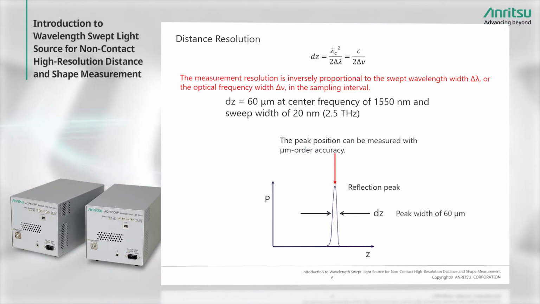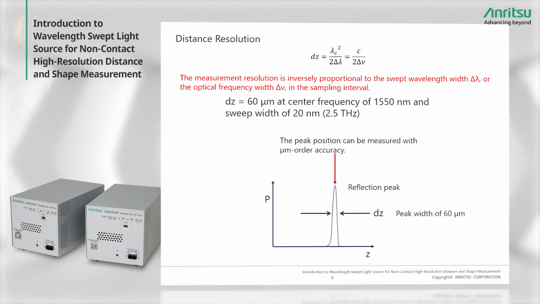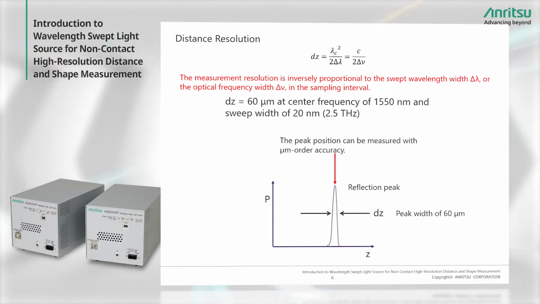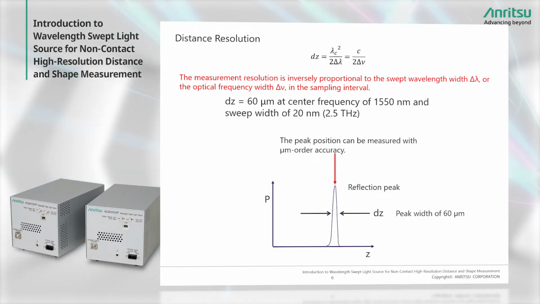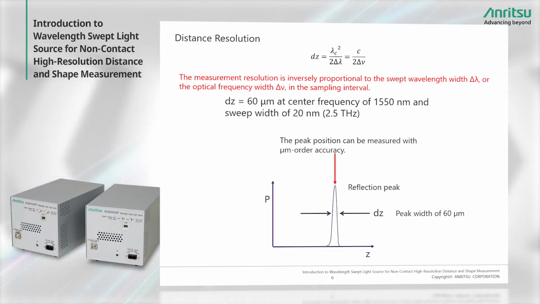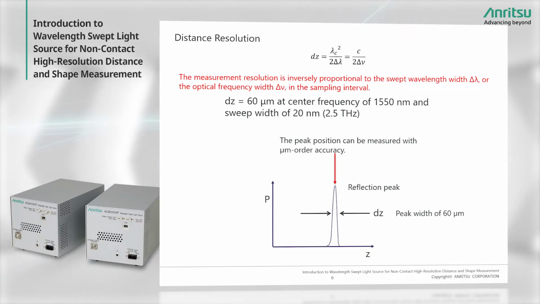However, the peak position itself can be determined on the order of micrometer by peak detection. Consequently, based on this, the distance measurement resolution, or in other words measurement accuracy, using OFDR is micrometer order.